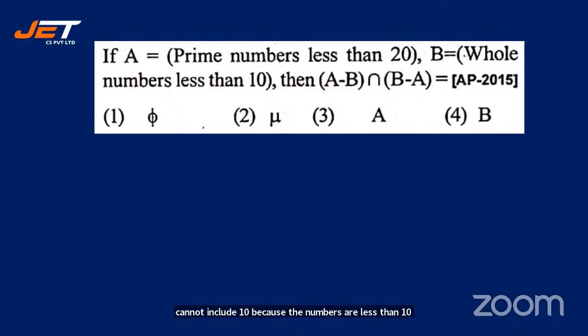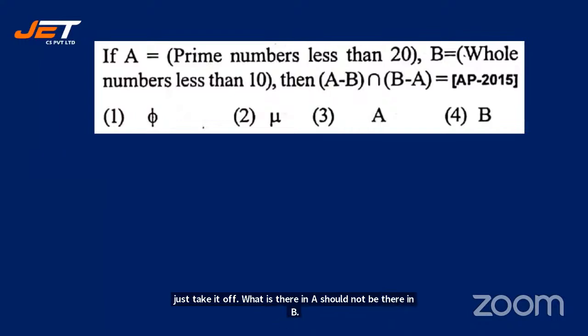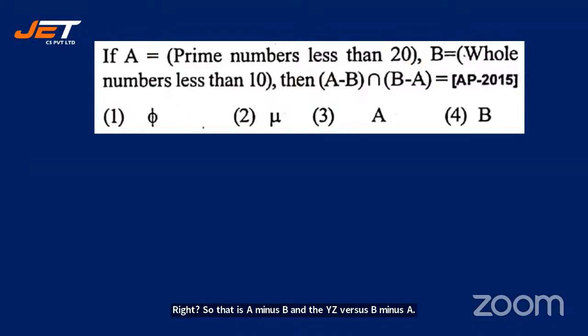So now you find out what is A minus B. Yes. So what is A minus B and what is B minus A? What is A minus B? Whatever is common to A and B, just take it off. What is there in A should not be there in B, right? So that is A minus B and the vice versa is B minus A. What is there in B should not be the content of A. That's it. Yes. So let's see how many are giving me. Yes, almost all are giving me option 1 as a right answer.